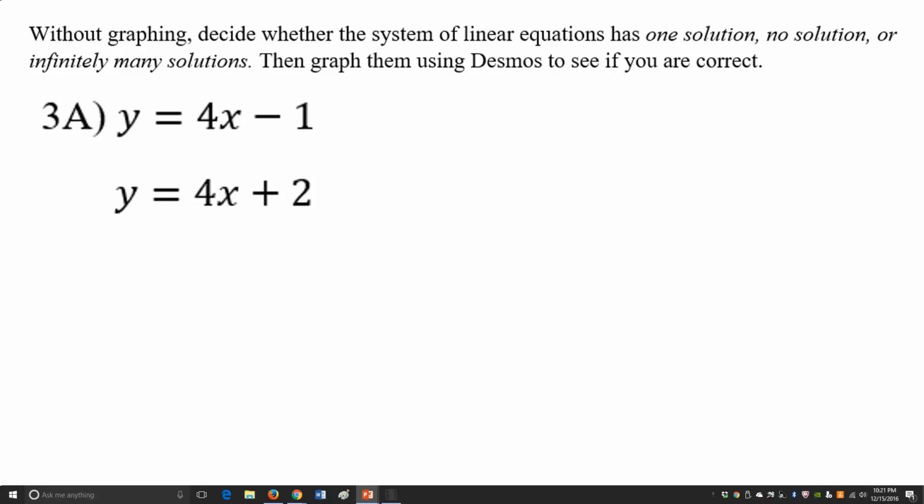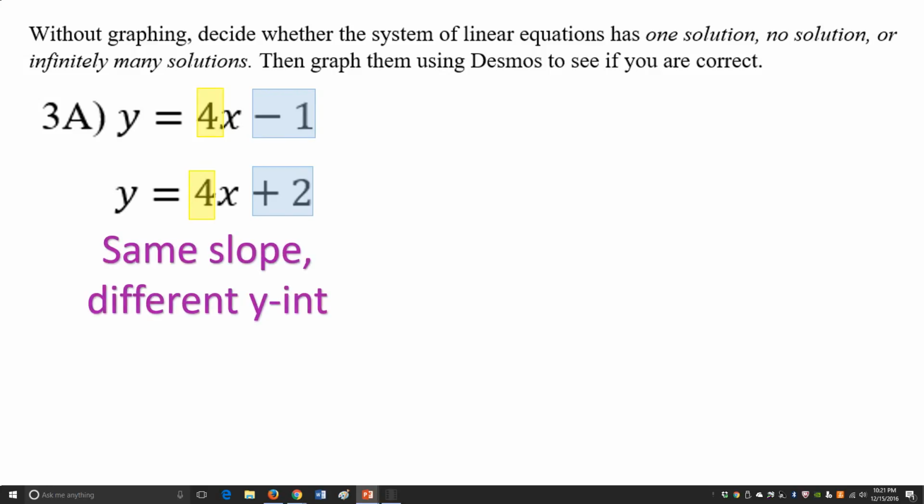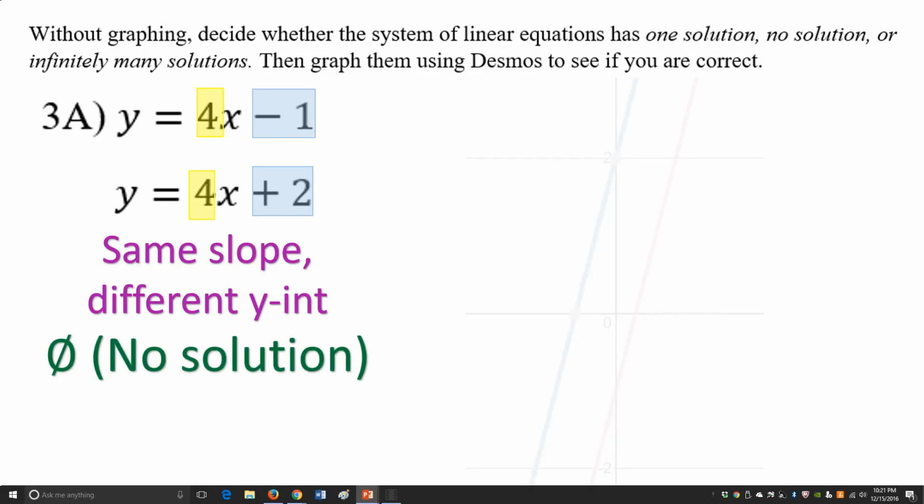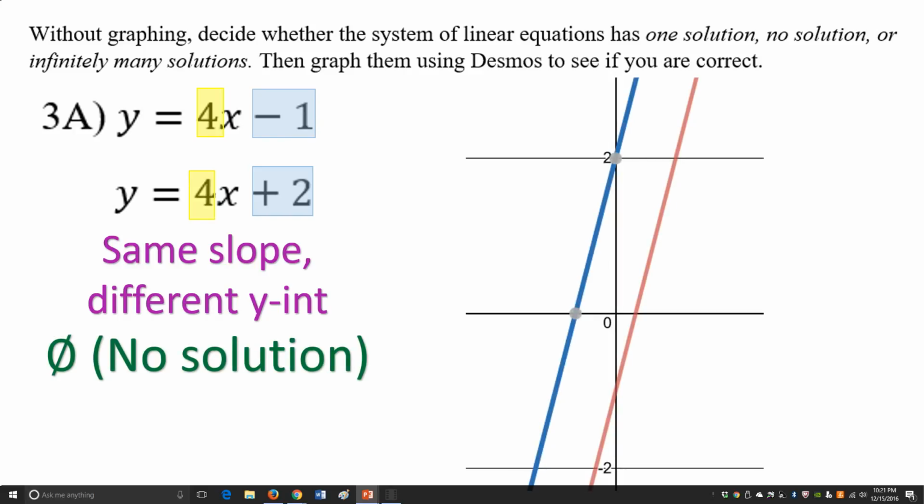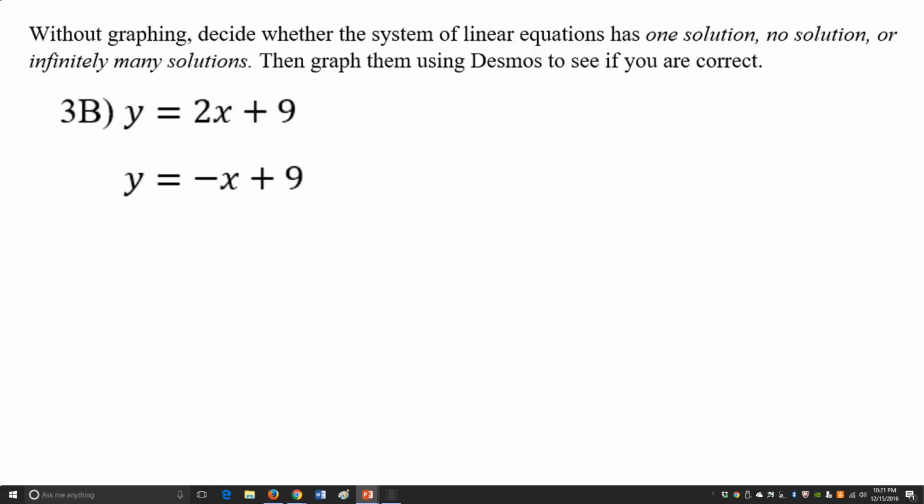So here, we're looking at these lines, and you're noticing what type of lines would they be? Well, we have 4 as the slope and -1 as the y-intercept, and we have 4 as the slope and +2 as the y-intercept. So what do you think this would result in? What type of lines? Well, because they have the same slope and a different y-intercept, these are going to be parallel lines, and therefore there is no solution because these parallel lines will never cross.